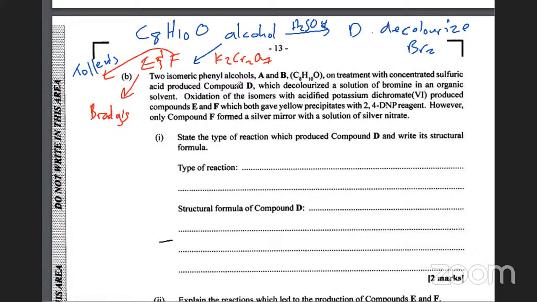All right, so that was the information given. You have the two isomeric alcohols treated with sulfuric acid, you get compound D. That's a separate reaction. It is not linked to what is happening over here. First question, before we look at the actual questions: when you treat an alcohol with sulfuric acid, what are you doing to the alcohol? You're dehydrating it, so you get an alkene. And we know that alkenes will decolorize bromine water. Right, so that is good.